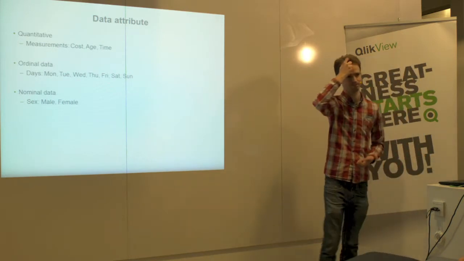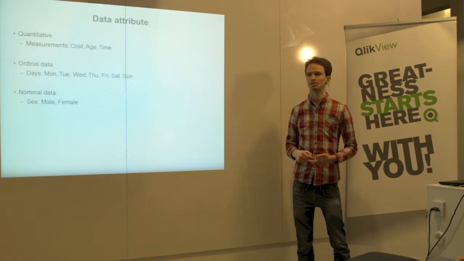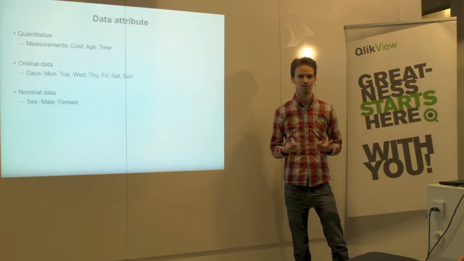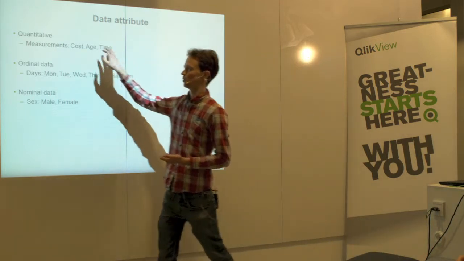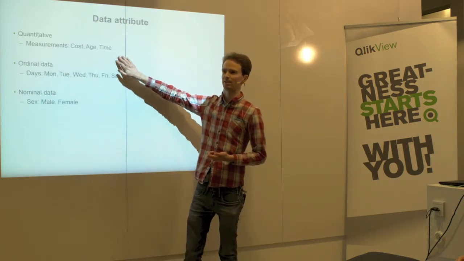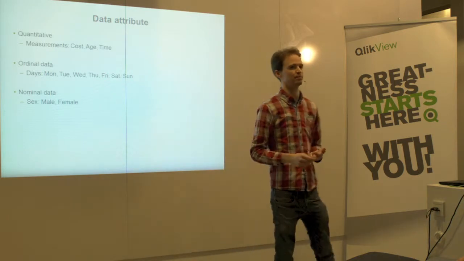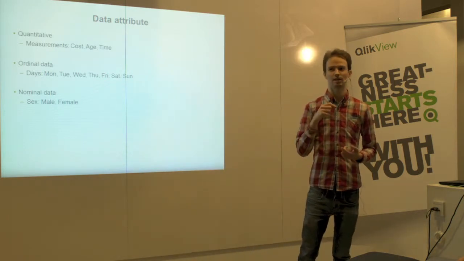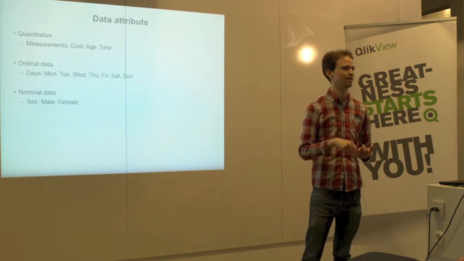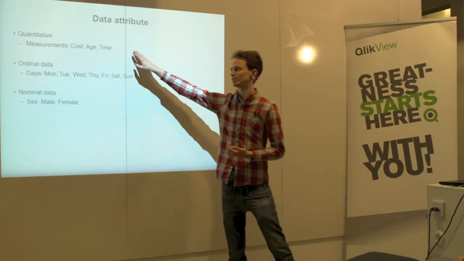Let's take a sidestep into something else. This is called data attributes. This is how we in the scientific or academic world define data. We divide it into something called quantitative data. These are your measurements such as cost, age, time, stress factors, and all that stuff. These are the ones that you can do mathematical operations on, such as add to them, subtract from them, divide them, multiply them. What you would call any number, really. These are your quantitative values.